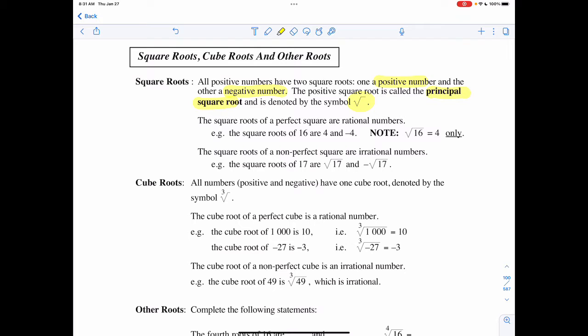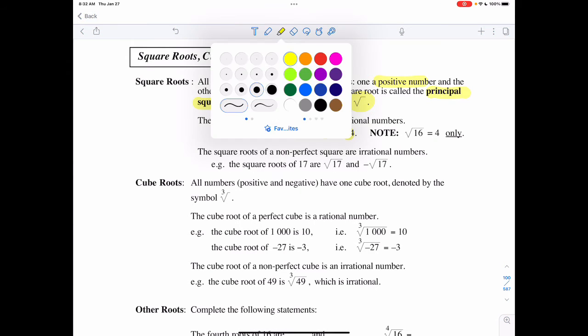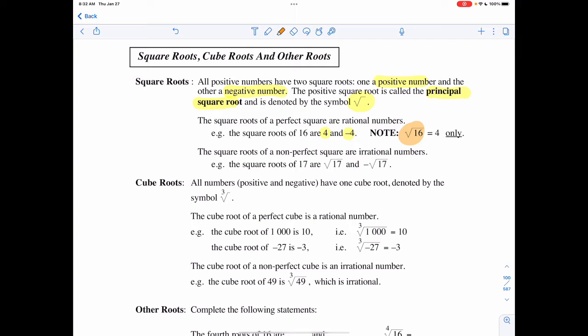The square roots of a perfect square are rational numbers. So the square roots of 16 are both 4 and negative 4. But if I said this symbol with 16, then in this case, because there's nothing beside it, it's only looking for the principal square root, which is 4, the positive version.